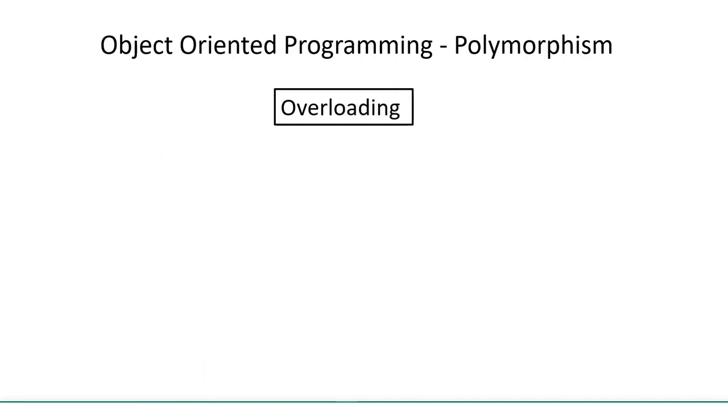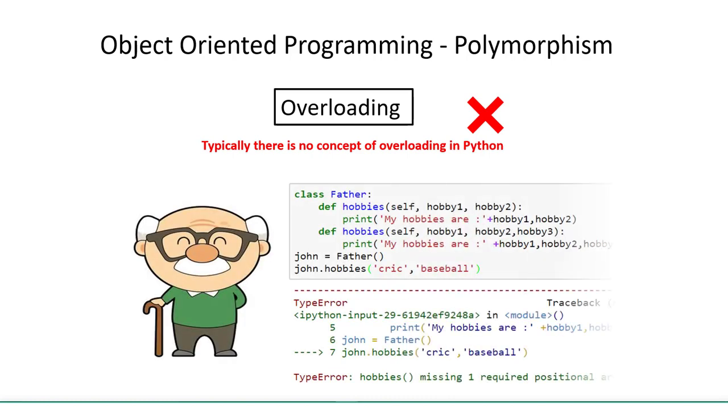We now have another very interesting concept called overloading in polymorphism. What is this overloading all about? Typically, there is no concept of overloading in Python. For example, let's say we have class father, which already has one function called hobbies, which takes 2 arguments.